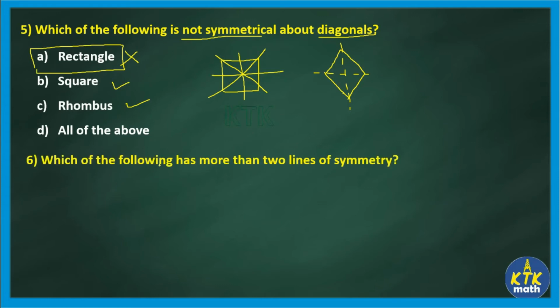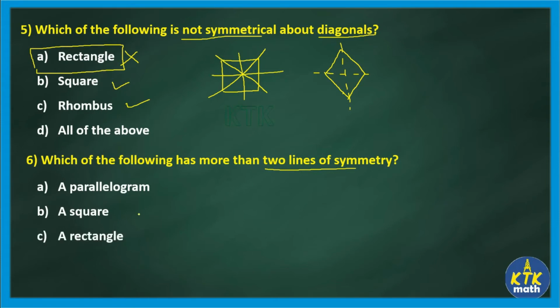Which of the following has more than two lines of symmetry? More than two lines of symmetry. Parallelogram, square, rectangle, none of the above.